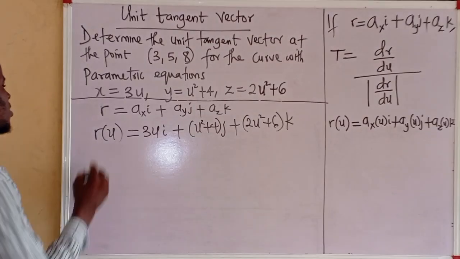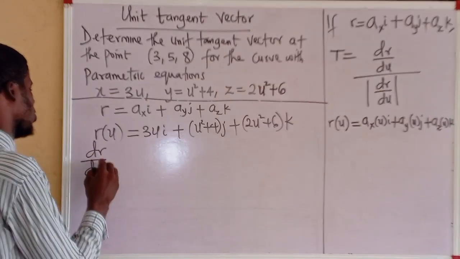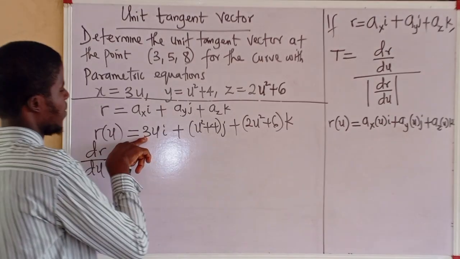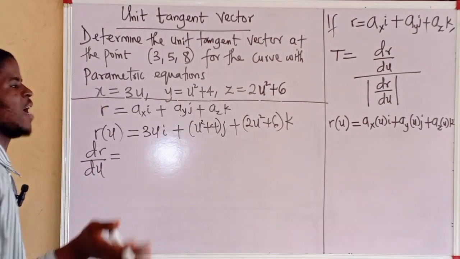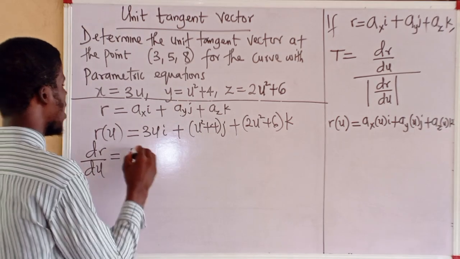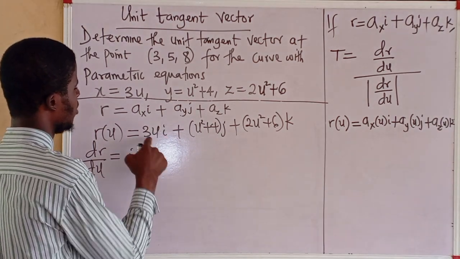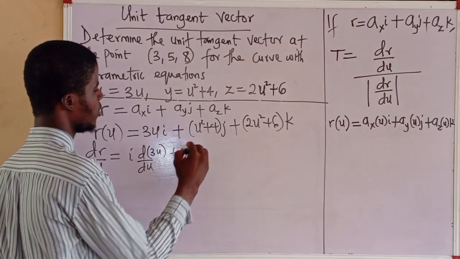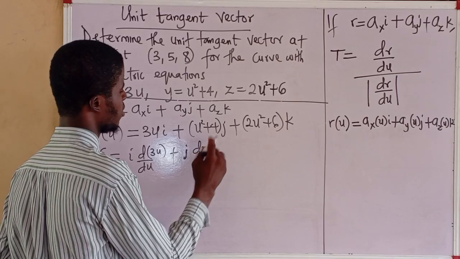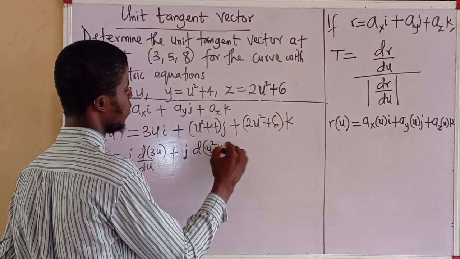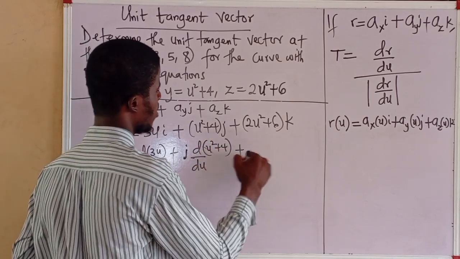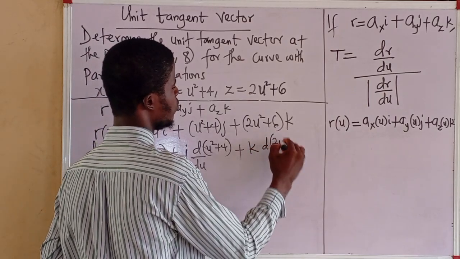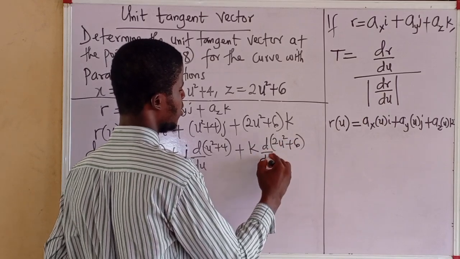Now, I can differentiate r with respect to u because r depends on u. So differentiate, remember how to differentiate a vector. I have a video for that already. That will be i, then differentiate 3u with respect to u, plus j, then differentiate u squared plus 4 with respect to u, then plus k, then differentiate 2u squared plus 6 with respect to u.